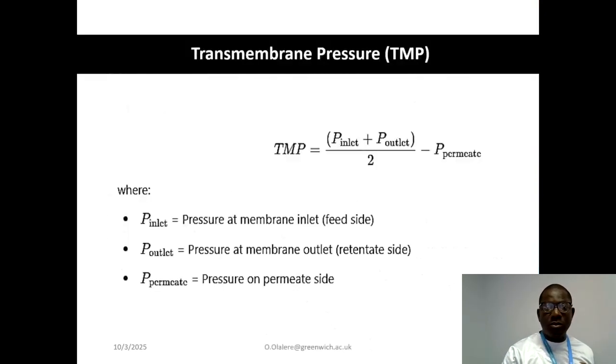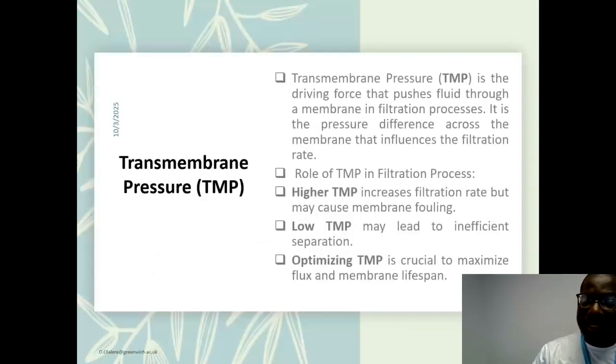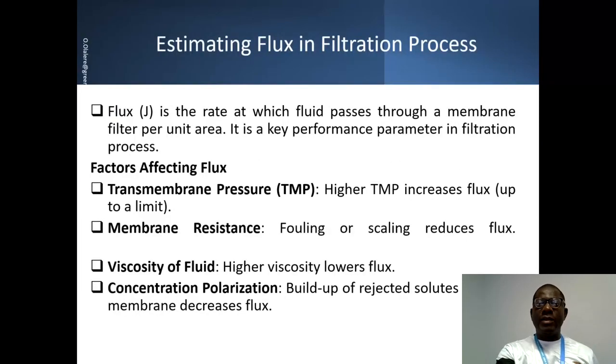Now, membrane resistance. Now, this is the second. I told you there are different parameters we can use. You remember this? So there are different parameters you can use in determining the performance of a membrane filter. And one of them is what? Transmembrane pressure. We've dealt with that, all right? With the formula. The next one is the membrane resistance.